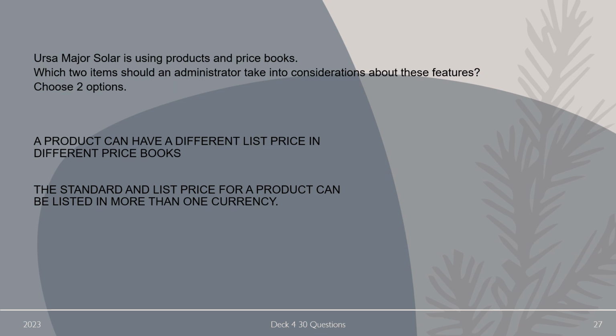Ursa Major Solar is using products and price books. Which 2 items should the admin take into consideration about these features? A product can have a different list price in different price books, and the standard and list price for a product can be listed in more than one currency.